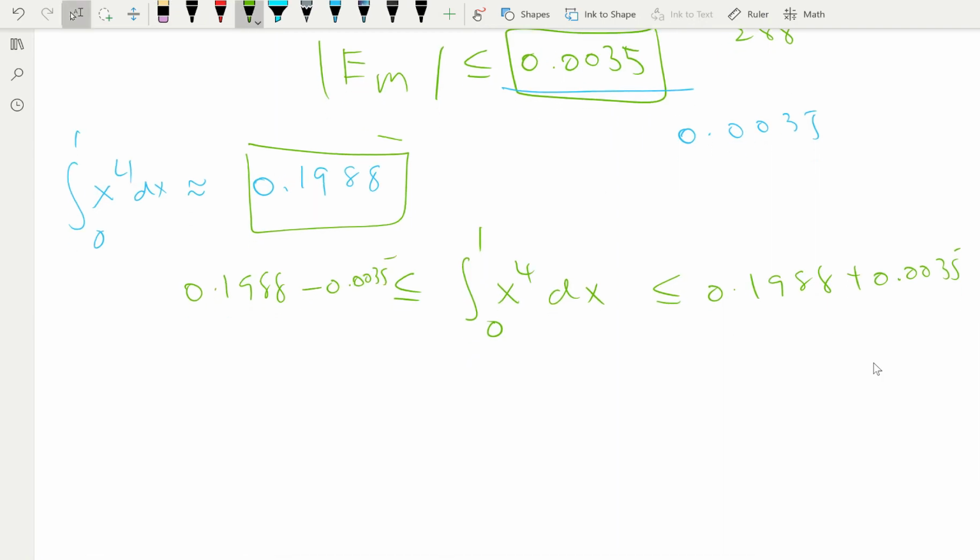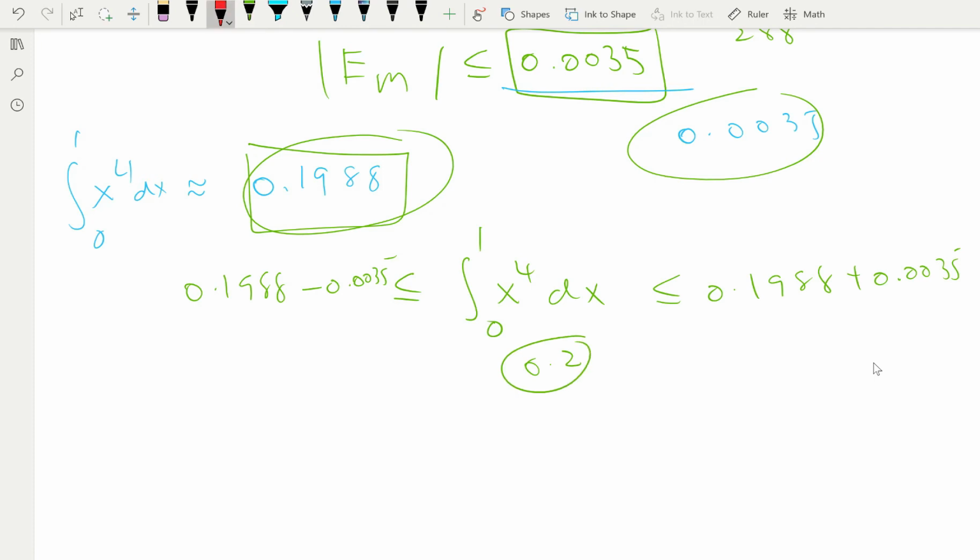So what does this mean? Well, think about this. This is the approximated value from the midpoint method. This is the predicted error. So the actual integral value, which we know is 0.2, but pretend that you don't know it, should be either 0.1988 plus 0.0035 or 0.1988 minus 0.0035. Why is that? Well, we don't know whether this 0.1988 is an overestimation or an underestimation.